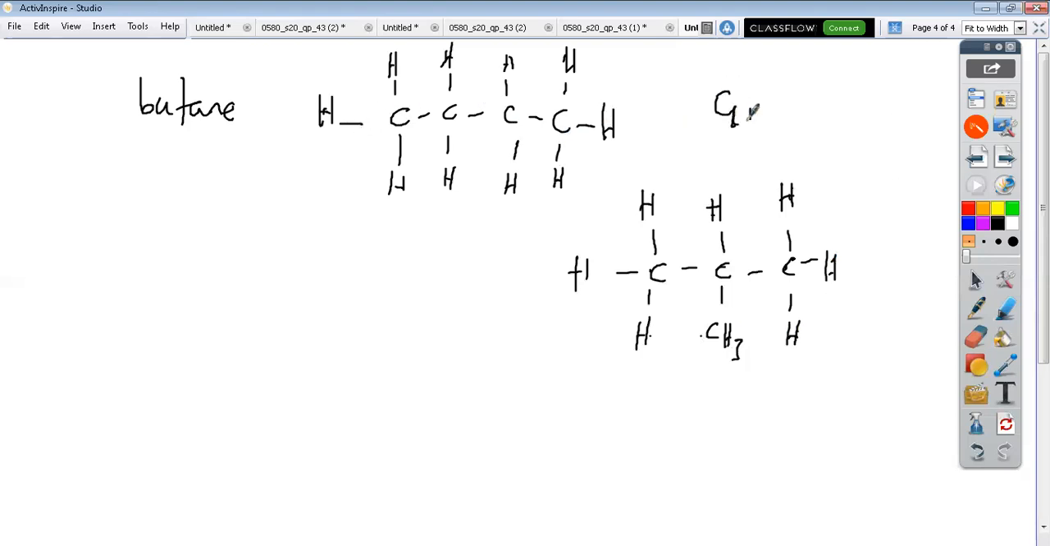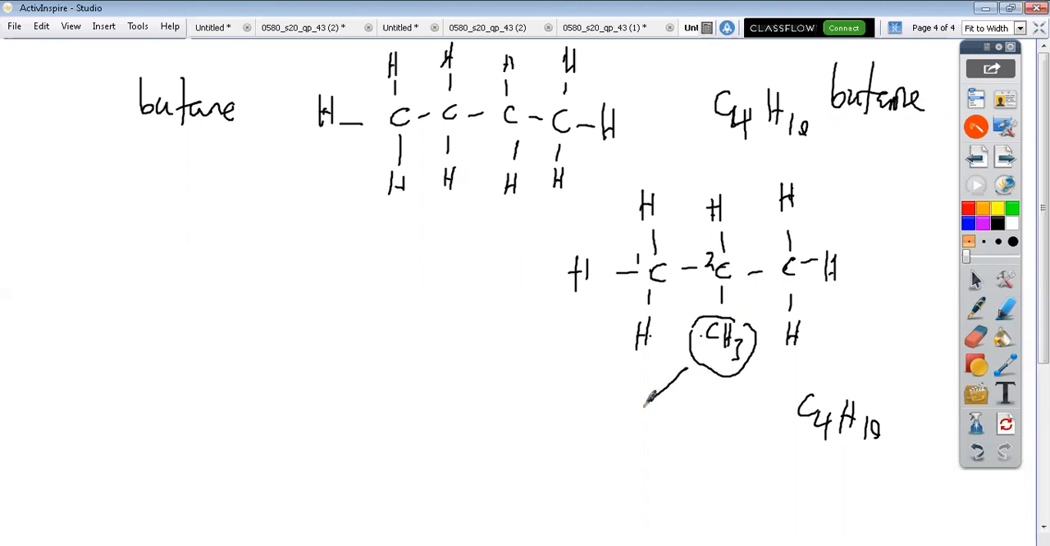So same molecular formula, but different structural formula. This one again is C4H10, but with different names. This is butane, your normal butane. And this is another butane isomer. Now let's see how we name this. You count the number of carbons, 1, 2. So this group here is called a methyl group.